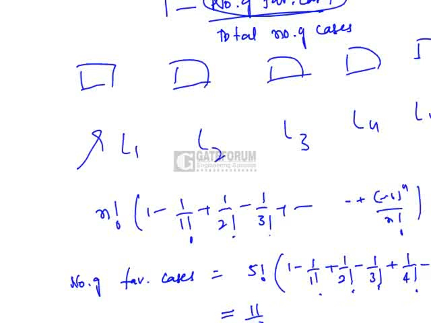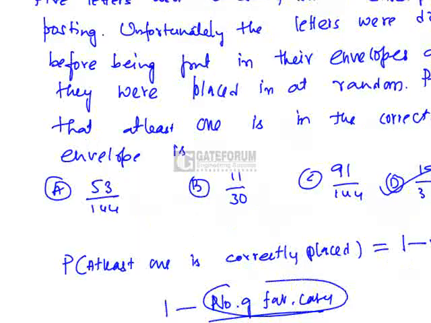Now the required probability is 1 minus the favorable cases. Favorable cases will be 44. If I simplify, this will be 44 by the total number of cases, which is 120, that is 5 factorial. If I simplify, it will be 19 by 30, which is option D.